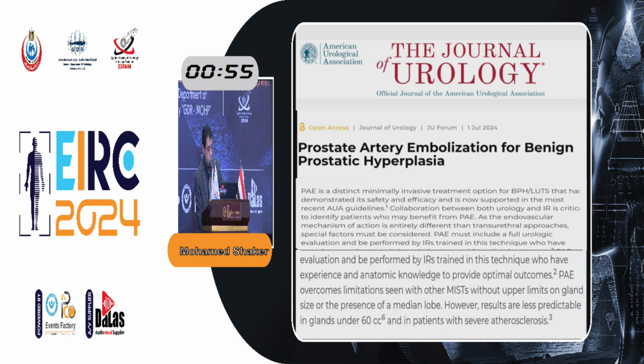And also, they concluded that the patient evaluation and the procedure be done by experts. IR is a challenging technique, as we said, so any IR who wants to practice prostatic artery embolization should have very good experience in other embolization techniques. Prostatic artery embolization overcomes the limitations seen with other minimally invasive surgical techniques for BPH, without an upper limit on the gland size or the presence of a median lobe. However, results are less predictable in glands under 60 cc and in patients with severe atherosclerosis.